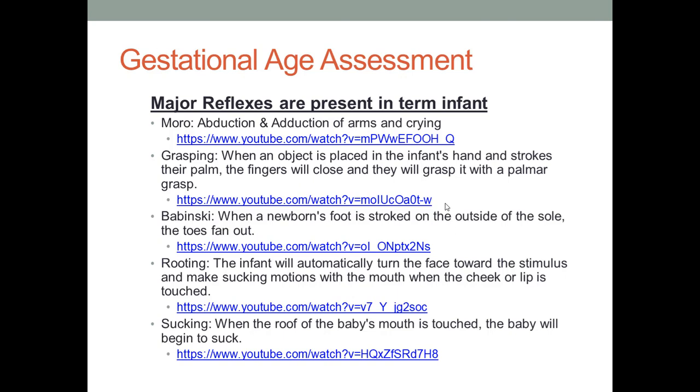Just so you know, these are all ways to check and make sure that their neural system is intact. The links on here are all links to videos that really help explain it. So take the time and look at some of these videos.